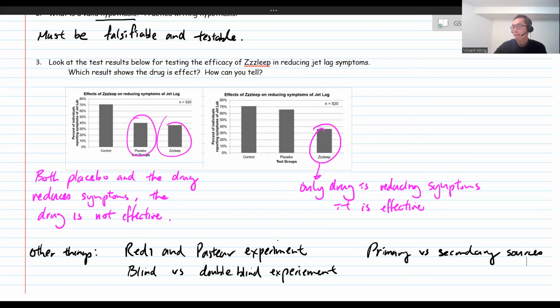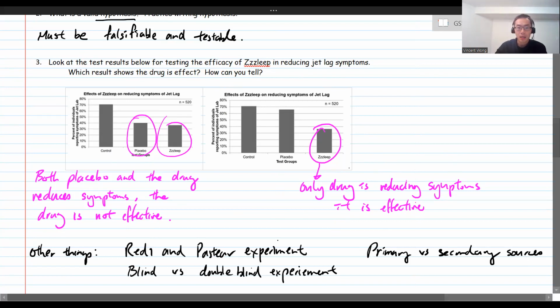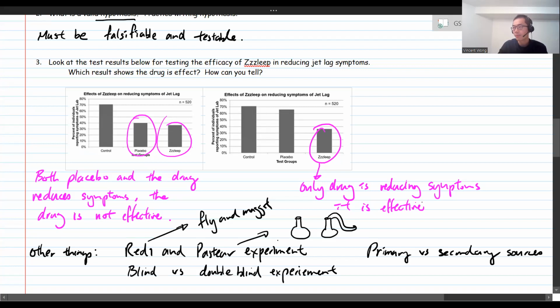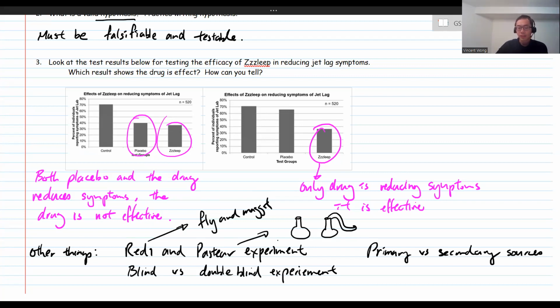Which is which again? Like the reddish one's like the meat, right? Oh yeah, the Redi is the fly and the maggot, right? Okay, thank you. Yeah, and then the Pasteur is the toothless one, and then the one with the swan neck, right? So they are both experiments that test the spontaneous generation theory.